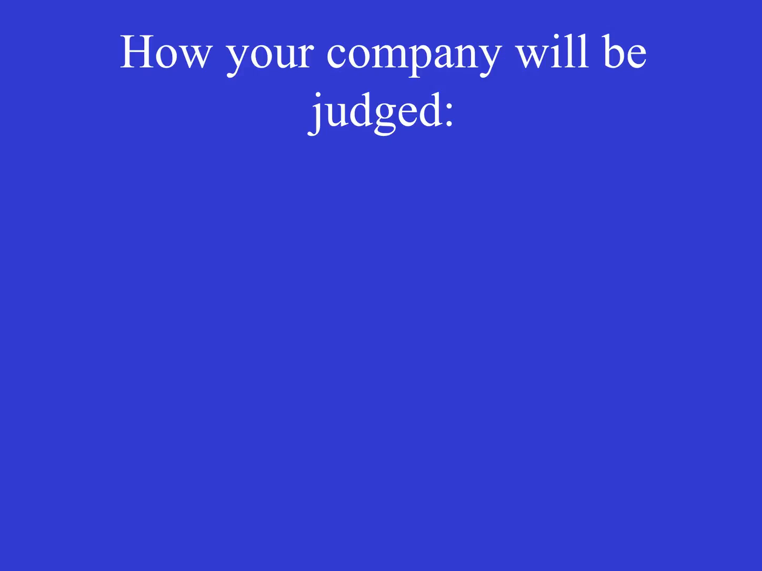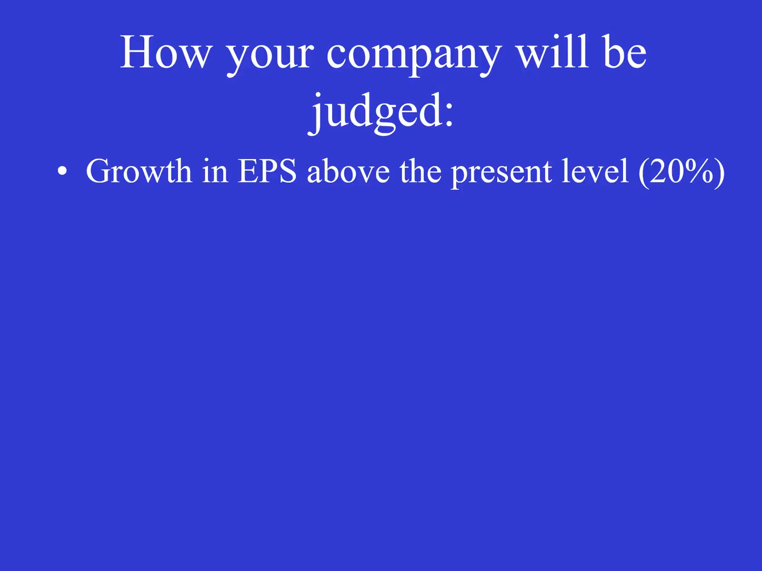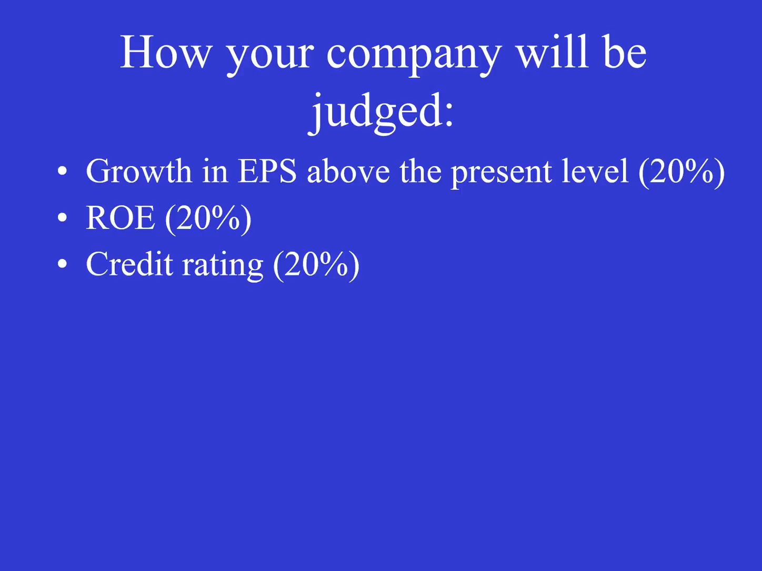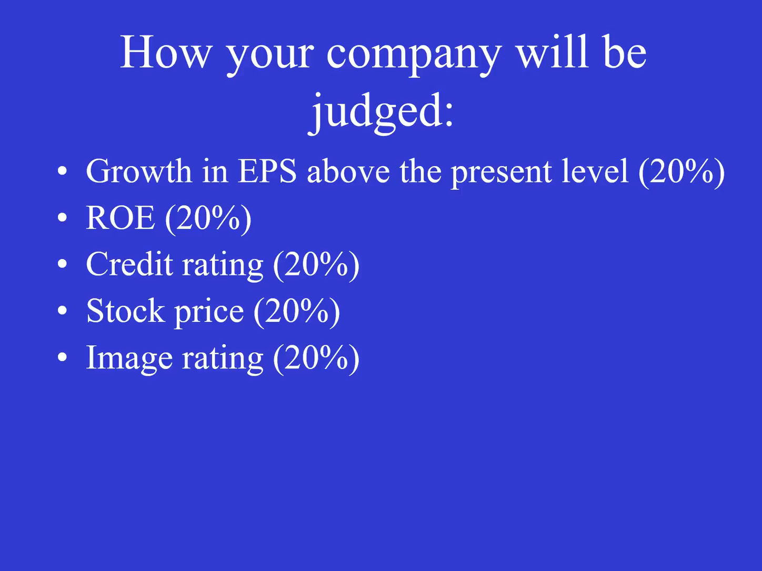And how are you going to be scored? Well, you're going to be scored on five different measurements. One, your company's growth in earnings per share. That's 20% of your score. And then your growth in your return on equity. That is 20%. Your company's credit rating, your company's stock price, and finally, your company's image rating. Now, of course, some of you could be saying, hey, Martin, I don't know anything about return on equity or earnings per share. Well, this is your opportunity to find out. The simulation gives you lots of information on what these terms mean and how to make sense of them.